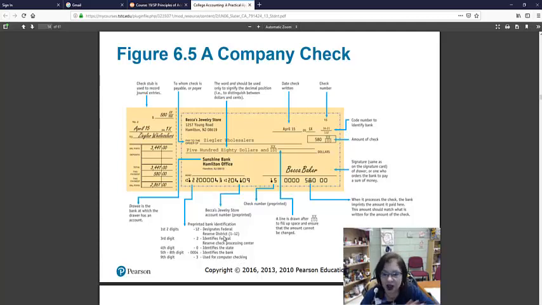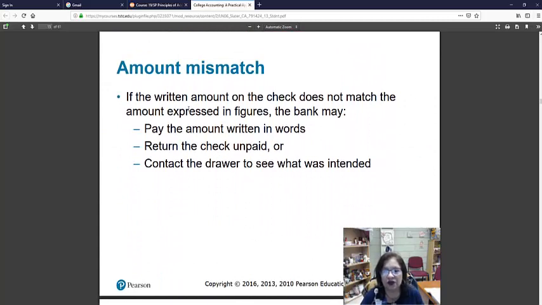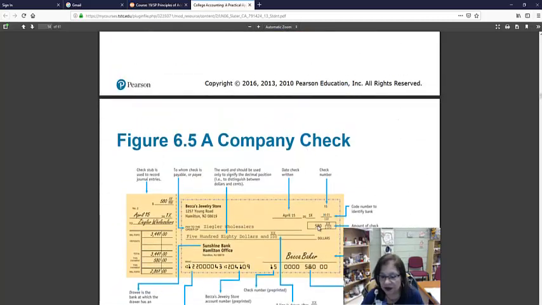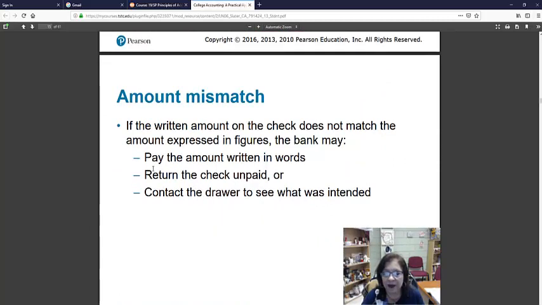All of that is in this check, and all of that information is processed through the bank. If there's an amount mismatch, it's usually because the written amount of the check does not match the amount expressed in figures. Here, this does not match this. If it doesn't match, then the bank may pay the amount that's written in words or return the check unpaid. It may contact the drawer or the company to see, okay, what did you intend to do here? What needs to be done?